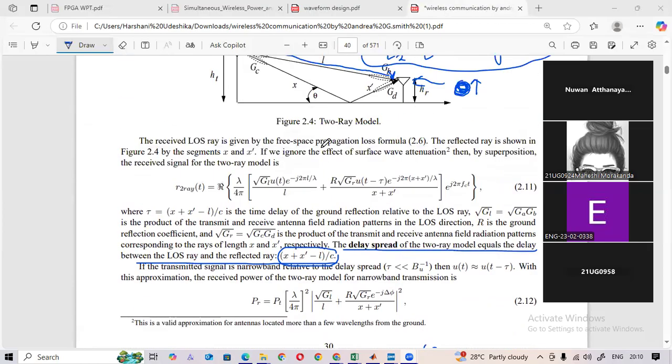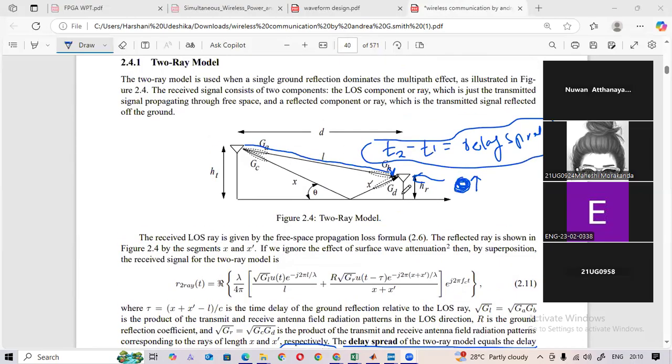Okay, and one point I asked: if this is a two-ray model, can the received signal be zero? Can this received signal be zero? Just tell me. Can or can't? That is your. Can't happen, sir. Hmm? Can't happen, sir. Okay.